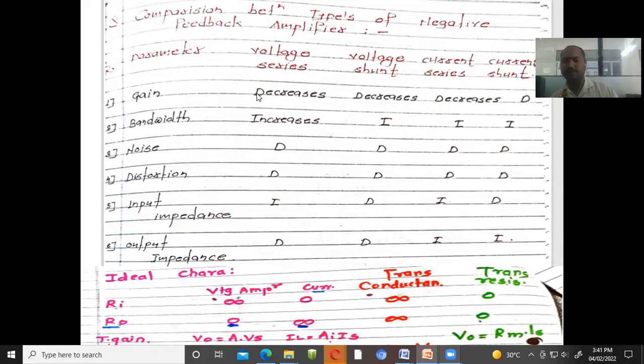The same thing will happen with respect to voltage shunt, current series, and current shunt types of feedback, right? When we apply a signal to any type of amplifier, noise should be reduced in all types of negative feedback amplifier, whether voltage or current, right? Distortion, what do you mean by distortion?